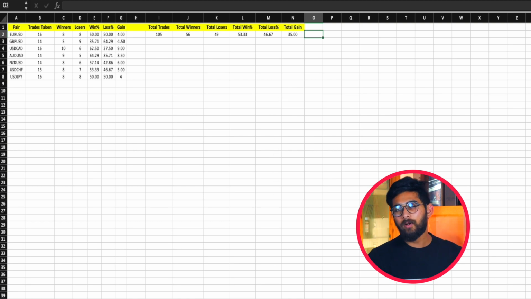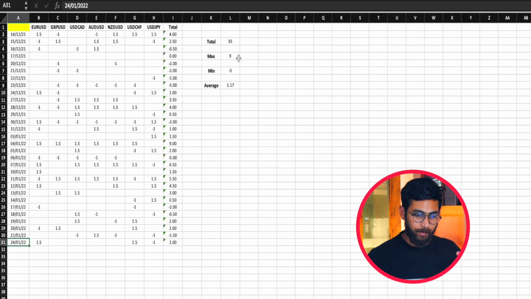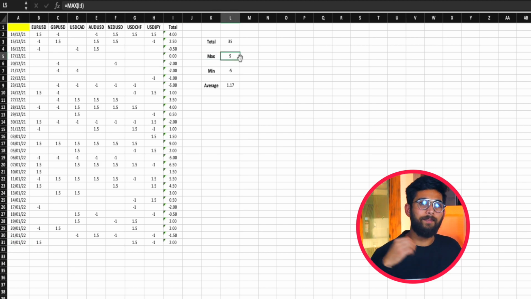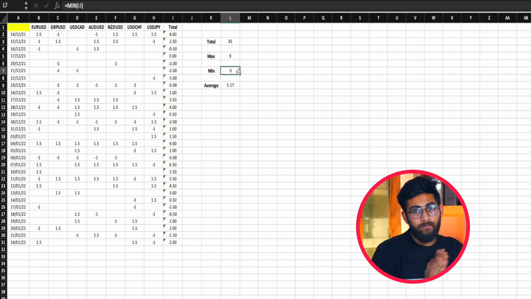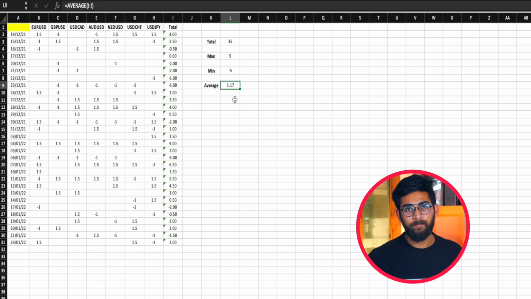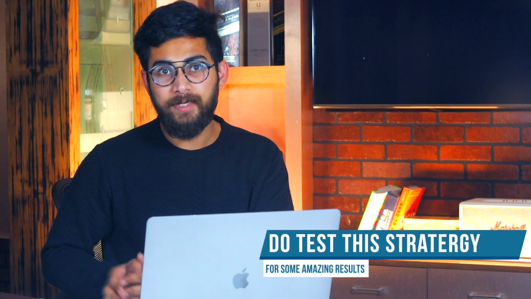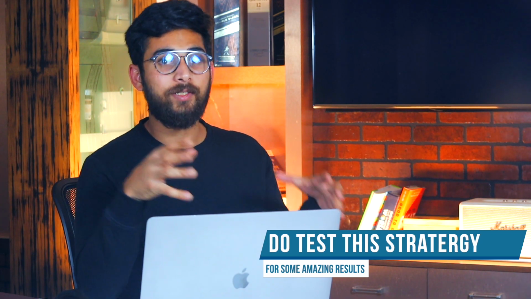And by the way, if you look at the daily performance of the strategy, then you will see that the maximum profit that you could have earned with this strategy would be 9%, while the max daily loss would have been 5%. And on an average, you would have made around 1.17% per day. I have nicely backtested this strategy manually and have recorded everything in this Excel sheet, which of course I will share with you, and you are free to have a look at it. So do test this strategy, and if you like what you see, then do consider using it.